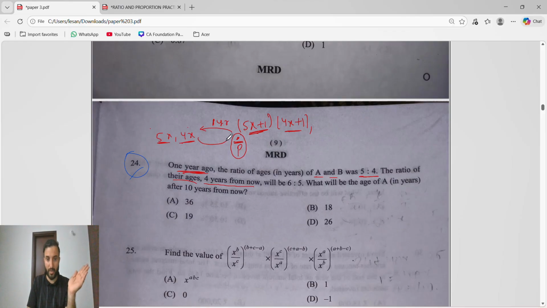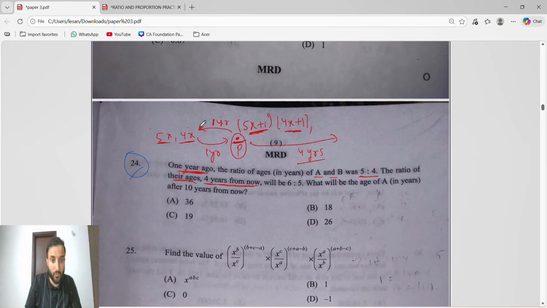So from here, 1 year after, what will it be? 5x plus 1, 4x plus 1. So the present ages are 5x plus 1 and 4x plus 1. What they are saying is the ratio of their ages 4 years from now. From now means from the present. Don't think that from now means from 1 year ago.